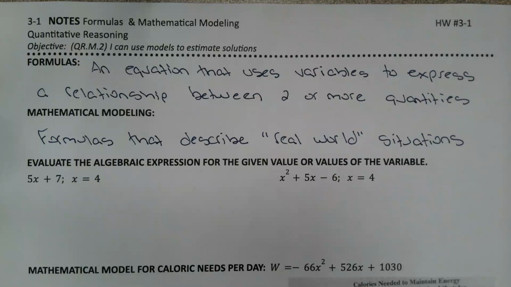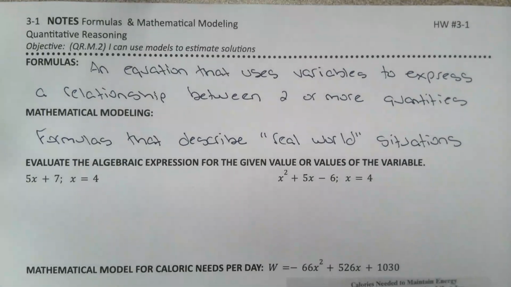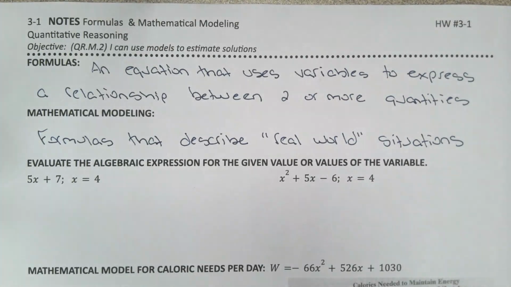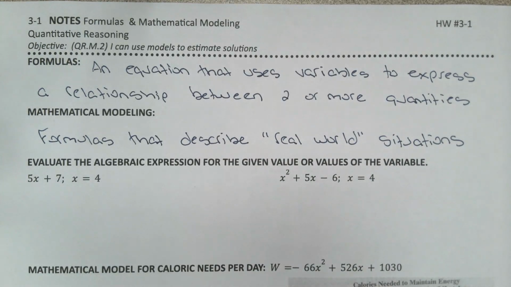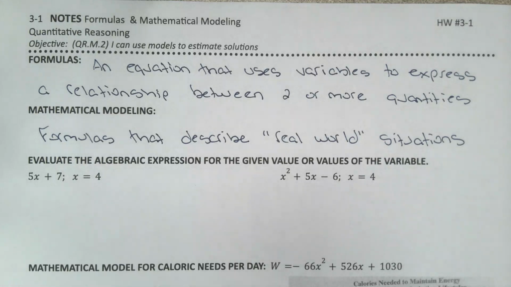Hey, quantitative reasoning. Today we are going to go over formulas and mathematical modeling. So you can pause the video to write down your definition. A formula is an equation that uses variables to represent a relationship between two or more quantities. Mathematical modeling are formulas that will describe a real-world situation.